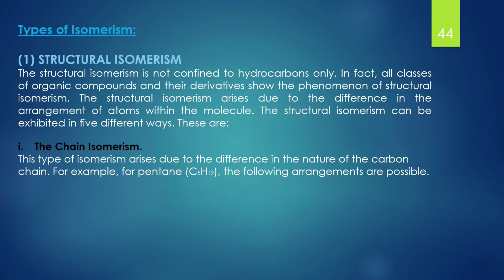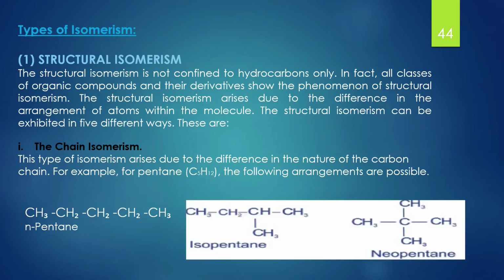These are: Number 1, chain isomerism. This type of isomerism arises due to the difference in the nature of the carbon chain. For example, for pentane, which is C5H12, the following arrangements are possible. It can exist in the form of a straight chain, which is n-pentane, or a branched chain, which is isopentane or neopentane.